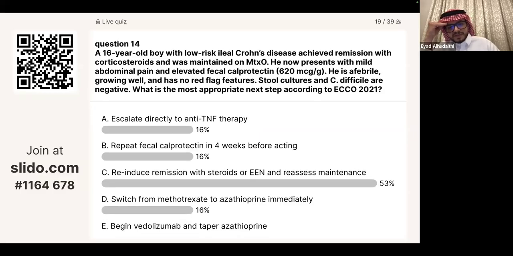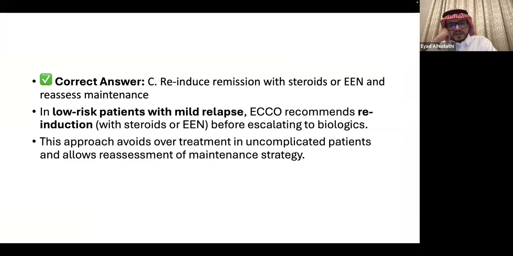So half of you have got it right. When we talk about low risk or mild Crohn disease, ECCO recommends reinduction. So we will give him another chance of reinduction with steroid or EN before escalating to biologic. This approach avoids overtreatment for uncomplicated patients and allows reassessment of the maintenance strategy.